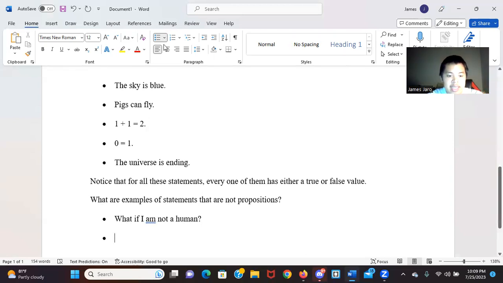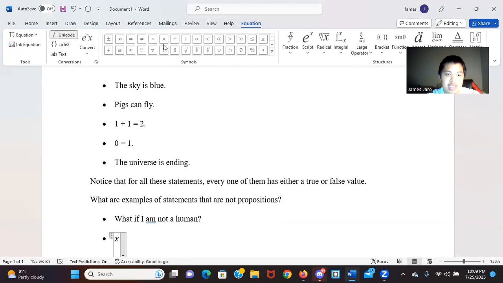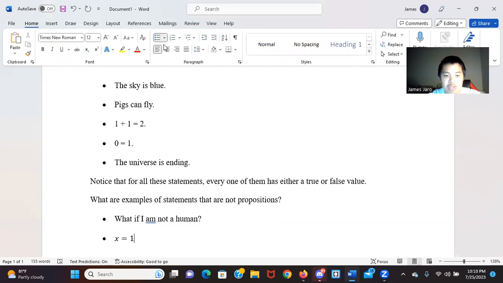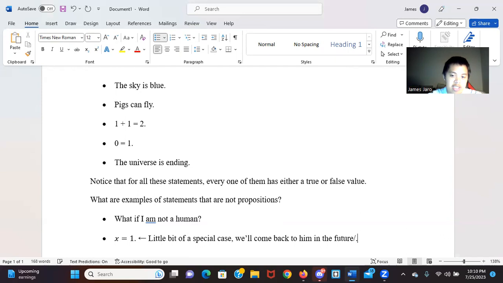The other common one is when we have some sort of equation using a variable, x is equal to 1. Technically speaking, it's kind of a proposition. This one's a little bit of a special case. We'll come back to it in a bit in the future.